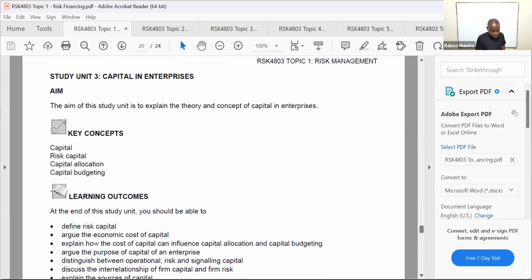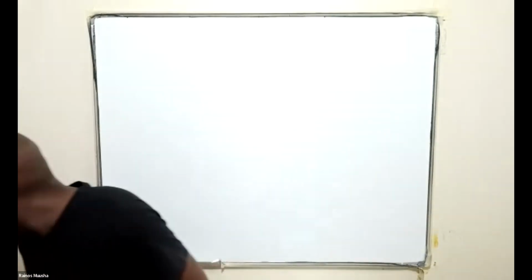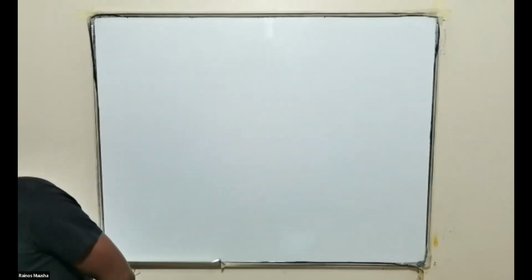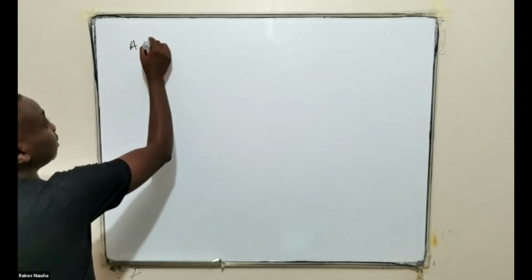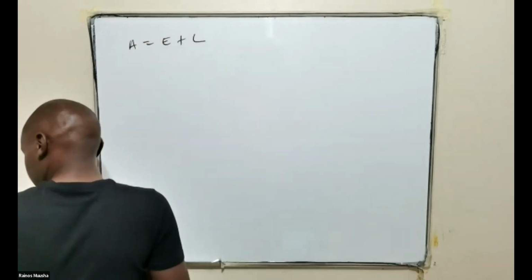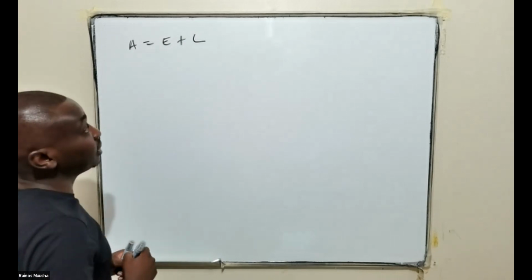Unit 3 looks at capital in enterprise. So the main thing that Unit 3 looks at, remember we have that equation which says your assets is equal to equity plus liabilities.